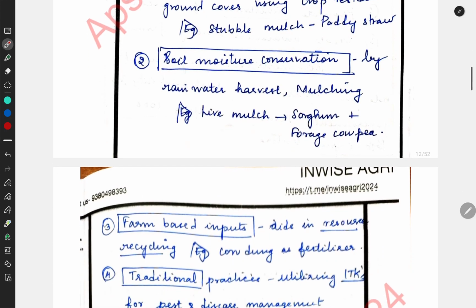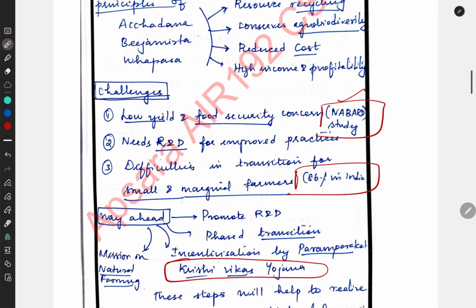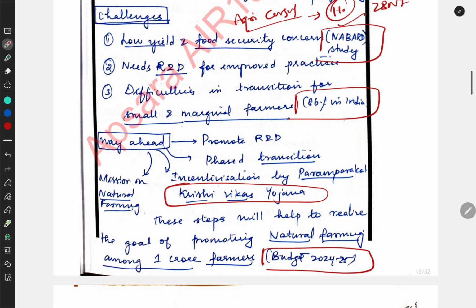See that data: 30% mulching, how it helps. Then NABARD, this is the NABARD study. You can use the agri census. Then you can use what percentage of farmers have adopted ZBNF, majorly in which state? I think Andhra Pradesh, who adopted ZBNF on a large scale. Then 86% of India's small and marginal farmers. Then schemes. Then she mentioned the budget in 2024-25. In conclusion, look at the value addition.